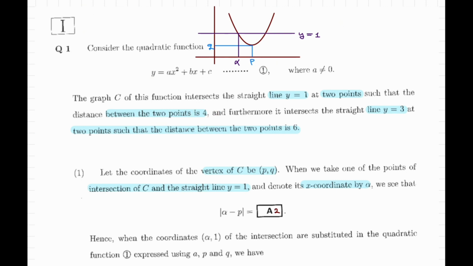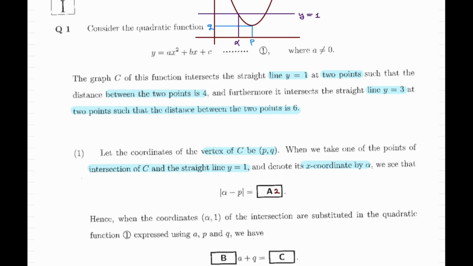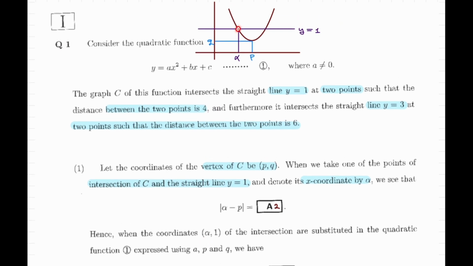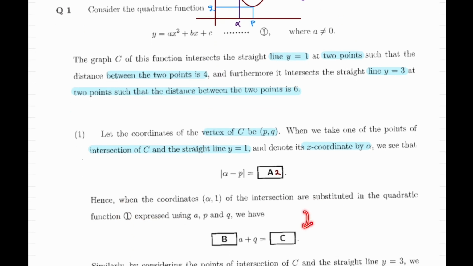Hence, the coordinates alpha, 1, I will take alpha, 1 here. So this is 1. The coordinates alpha, 1 of the intersection are substituted in the quadratic function 1. So I will substitute alpha, 1 into this quadratic function. Then function 1 can be expressed using a, p, and q by blah blah blah.